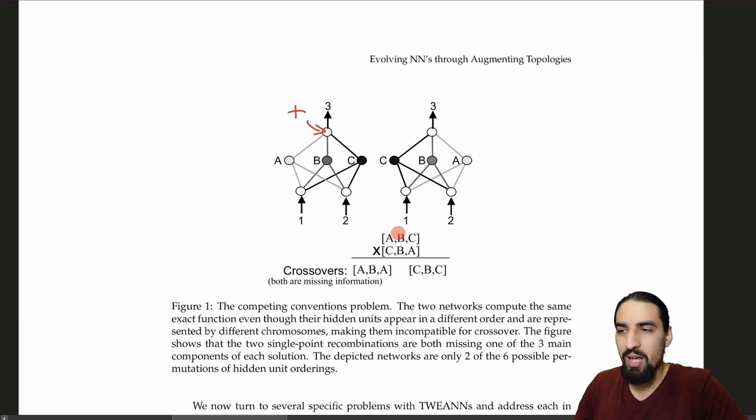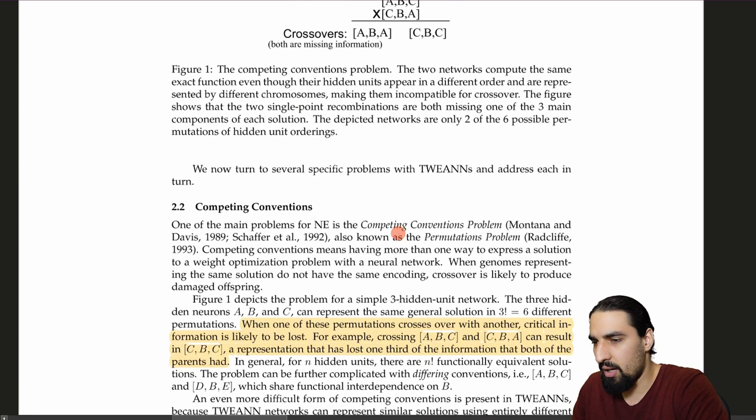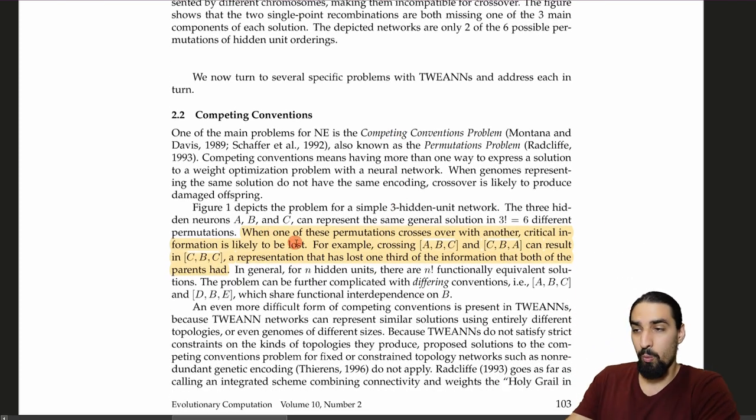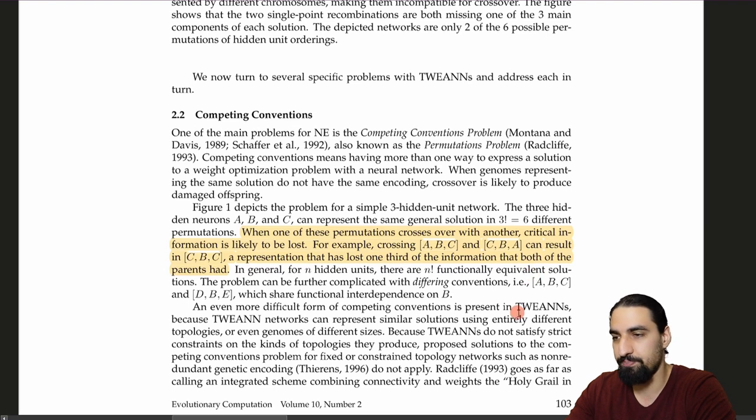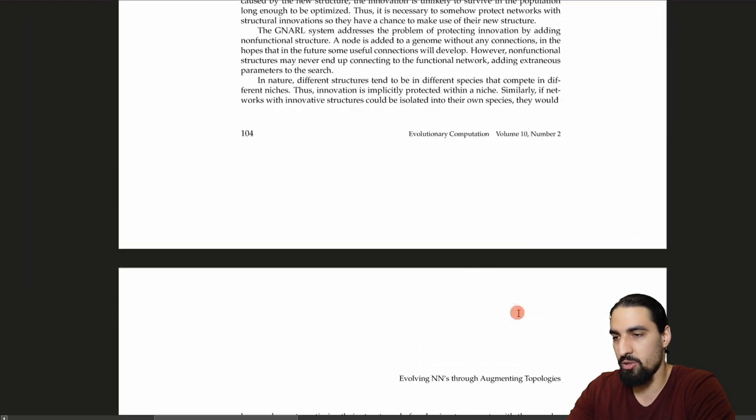So we want to be able to recognize and match corresponding genes because we don't want to lose them. And that's where these historical markings come into play, and we'll get to those in a minute. Let me reiterate. When one of these permutations crosses over with another, critical information is likely to be lost. For example, crossing ABC and CBA can result in CBC, a representation that has lost one third of the information that both of the parents had. NEAT basically solves this problem by using these historical markings.